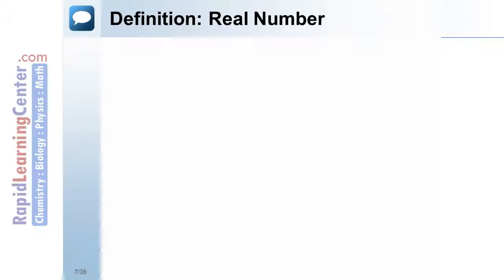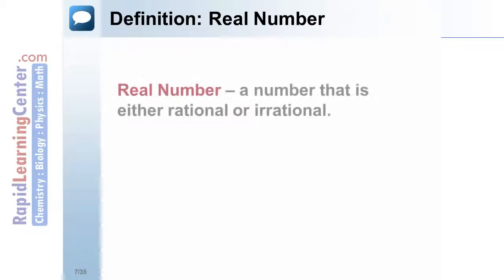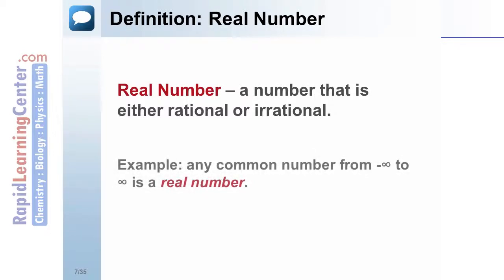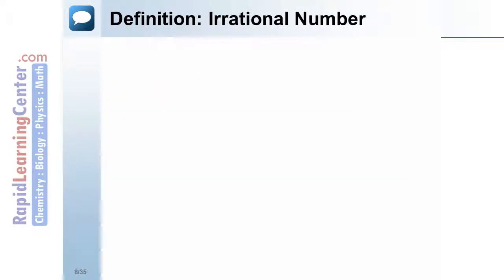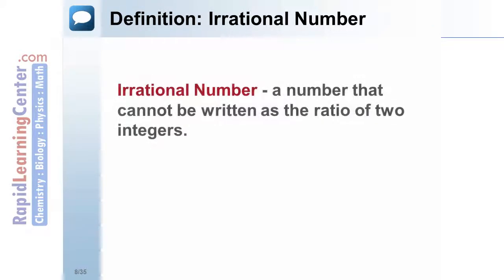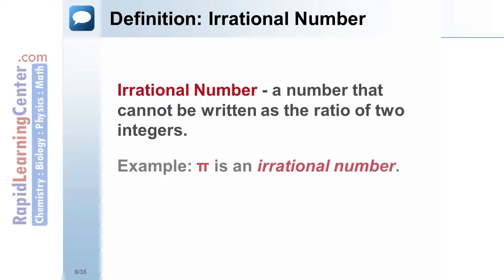Definition: real number. A real number is a number that is either rational or irrational. Any common number from negative infinity to positive infinity is a real number. Definition: irrational number. An irrational number is a number that cannot be written as the ratio of two integers. For example, pi is an irrational number.